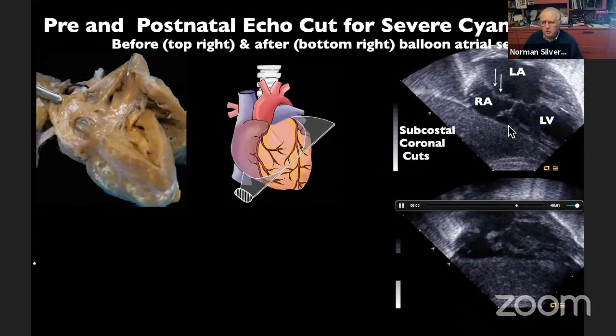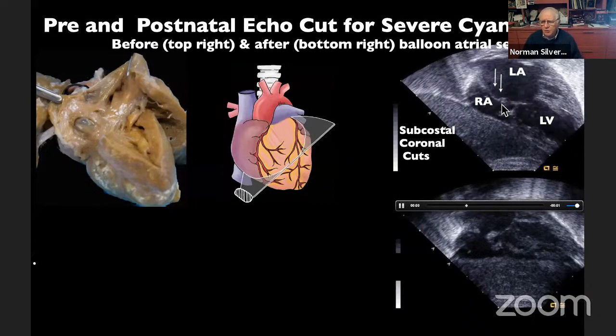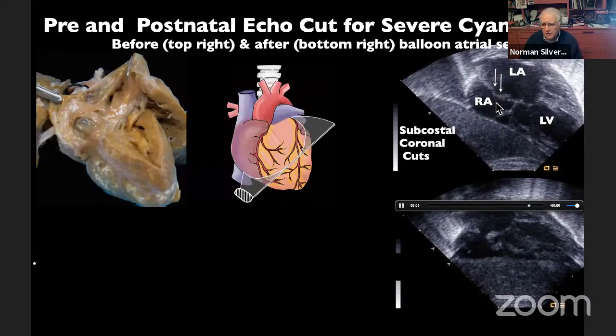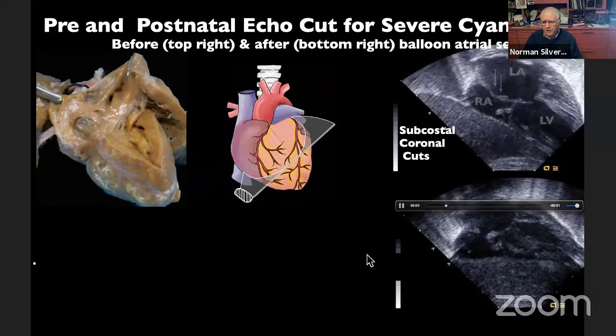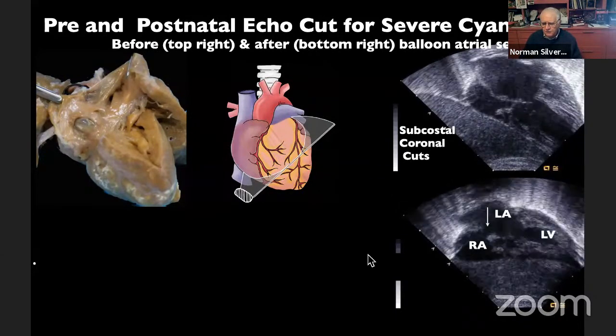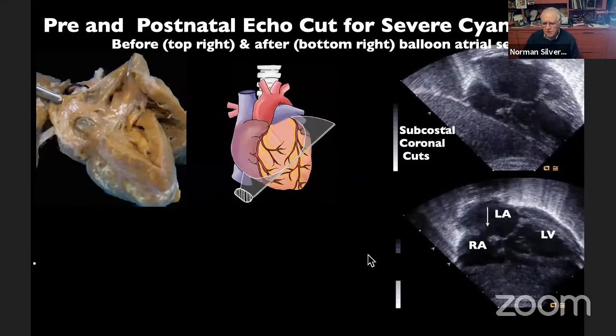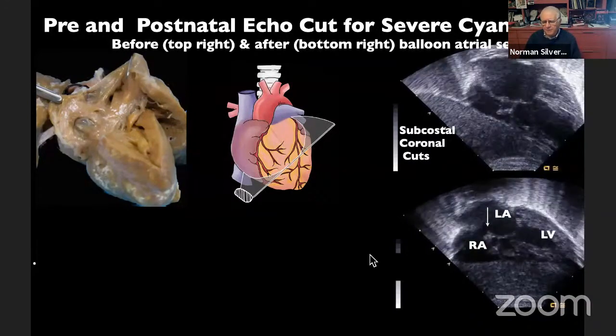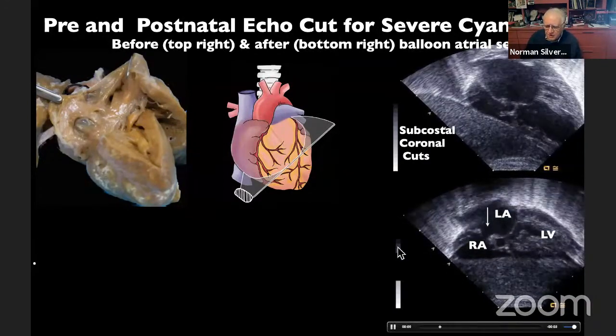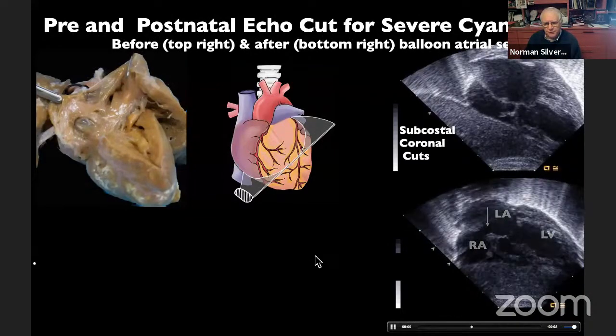And of course, this patient had markedly different saturations in the upper and the lower body, because the superior body saturation represented the fact that there was very poor mixing at this area. And after balloon atrial septostomy, there was a widely patent area between the two atriums, and the saturations increased and became equal in the upper and lower extremity due to the mixing that occurs at atrial level here.